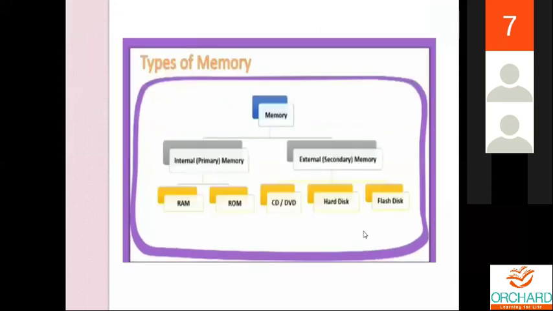And we are going to see about the types of memory. The computer has 2 types of memory: internal memory and external memory. Internal means primary memory, external means secondary memory. From the name itself, you can understand: primary means first, secondary means second. The order of priority. So the computer has totally two types of memories: internal memory and external memory, that is, primary memory and secondary memory.